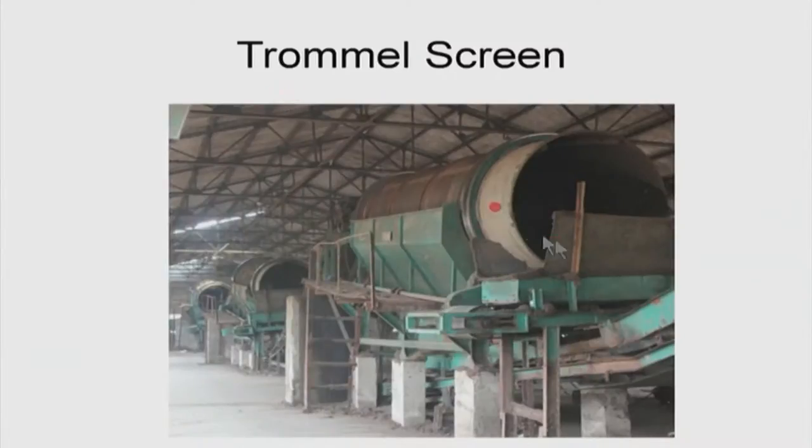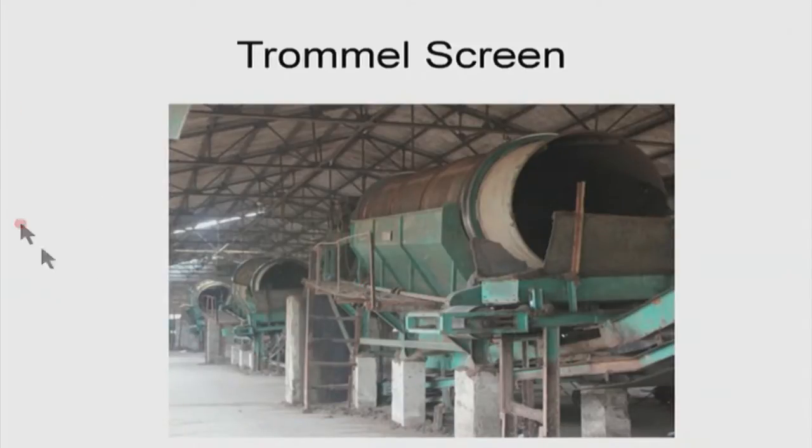Another physical method commonly used in MSW management is the Trommel screen. If you see in this picture, I don't know how good the quality is, there is a series of Trommel screens here. It's basically a rotating screen which has slots. You put your waste in from one side, and in the first Trommel screen it rotates and moves your material. The material which is finer than the slot will come out, and the remaining goes to the next Trommel screen, which has slightly coarser slots, and then to a still coarser one. So this is one way of separating the solid waste based on size.